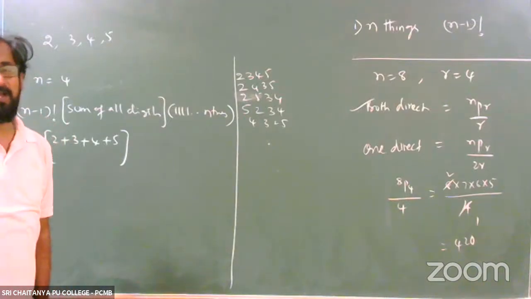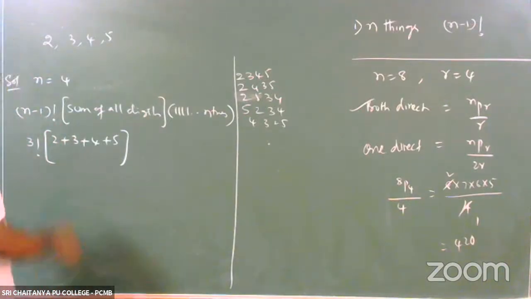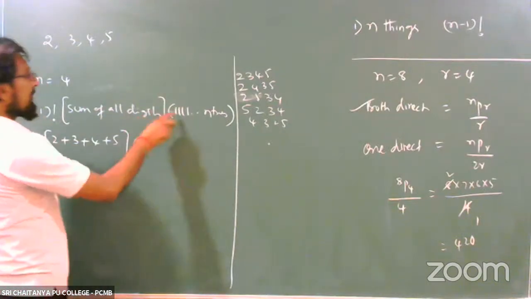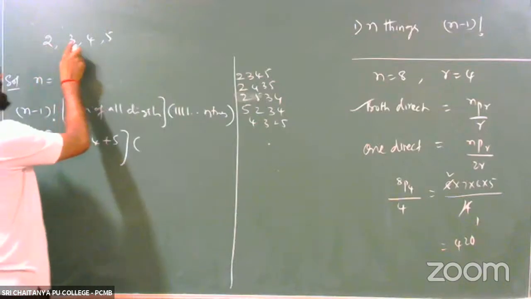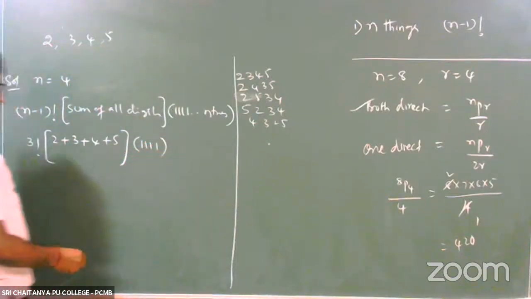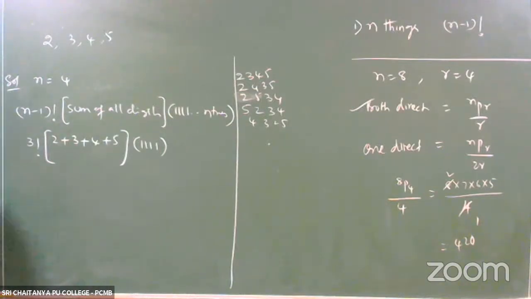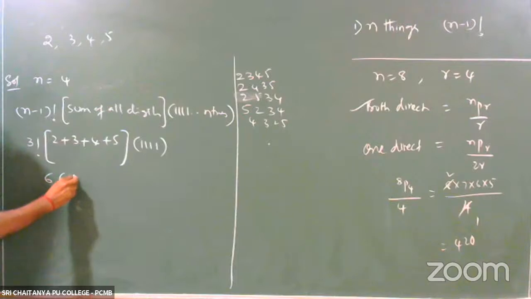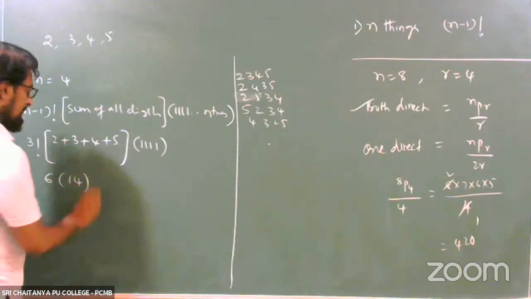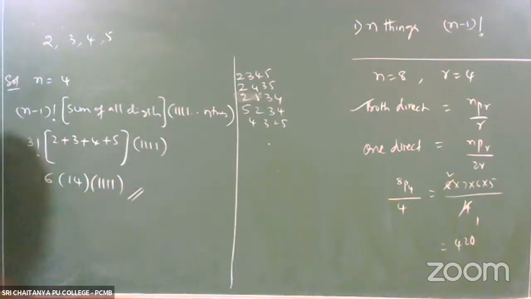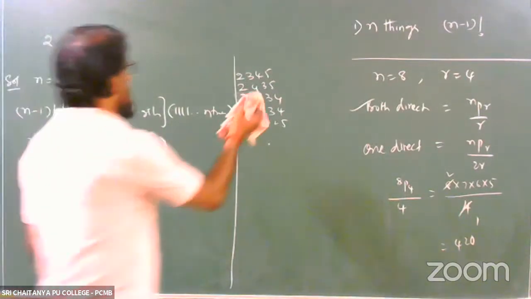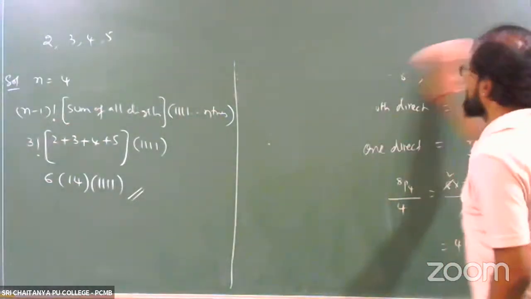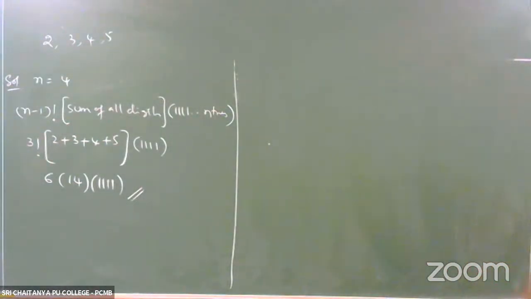If 0 is there, you should take another one. Of course, if such a problem comes, I will discuss. 3 factorial into this into n times, means how many digits are there? 1, 2, 3, 4. So 4 ones. Simplify this, you are going to get the answer. 3 factorial 6 into 14, into 1111. Simplifying this, you are going to get the answer. Copy this one. And if you have the material with you, you can observe that in the synopsis also.